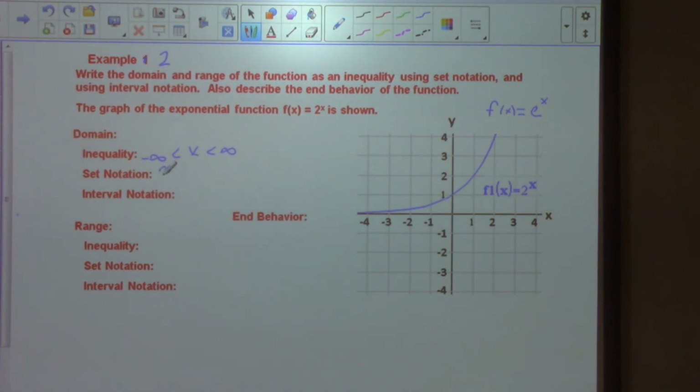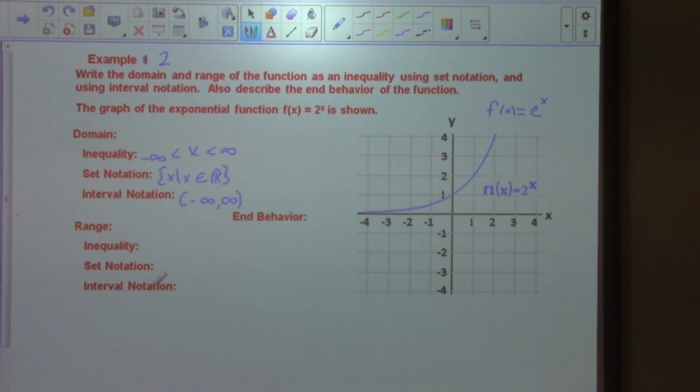Set notation, x such that x is an element of all real numbers. And our interval notation is going to be also. So here we've seen nothing different, right? It so happens that most parent functions that we see in algebra just happen to be all real numbers, but not all. Okay? Just depends on the situation.